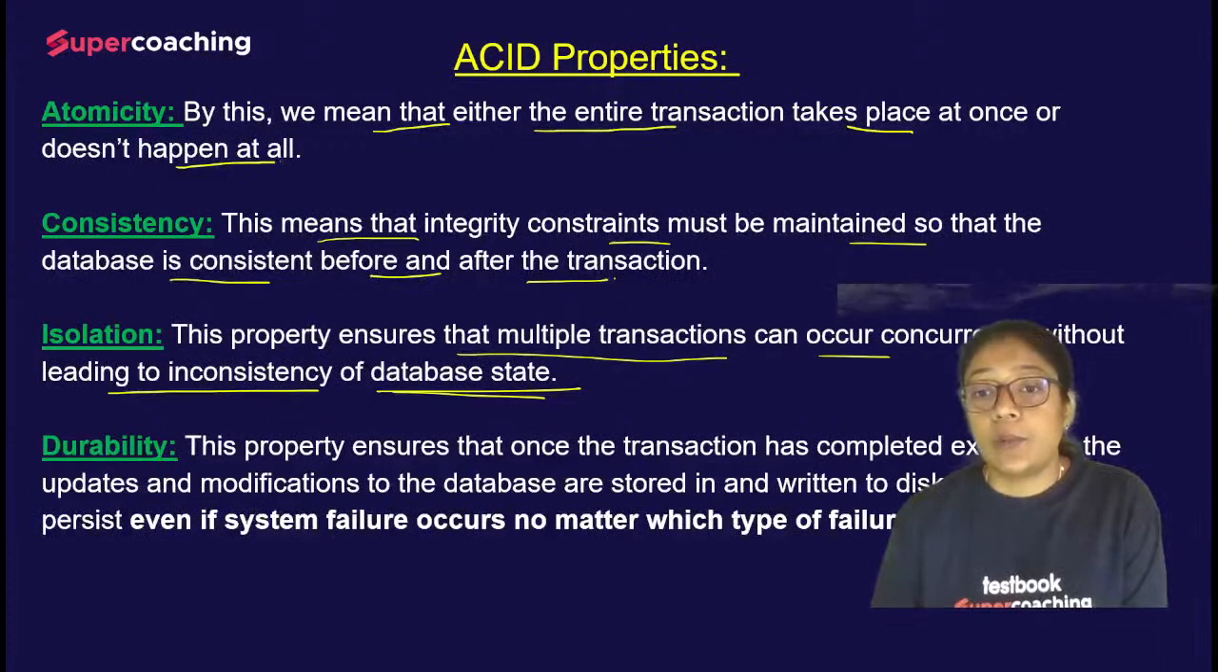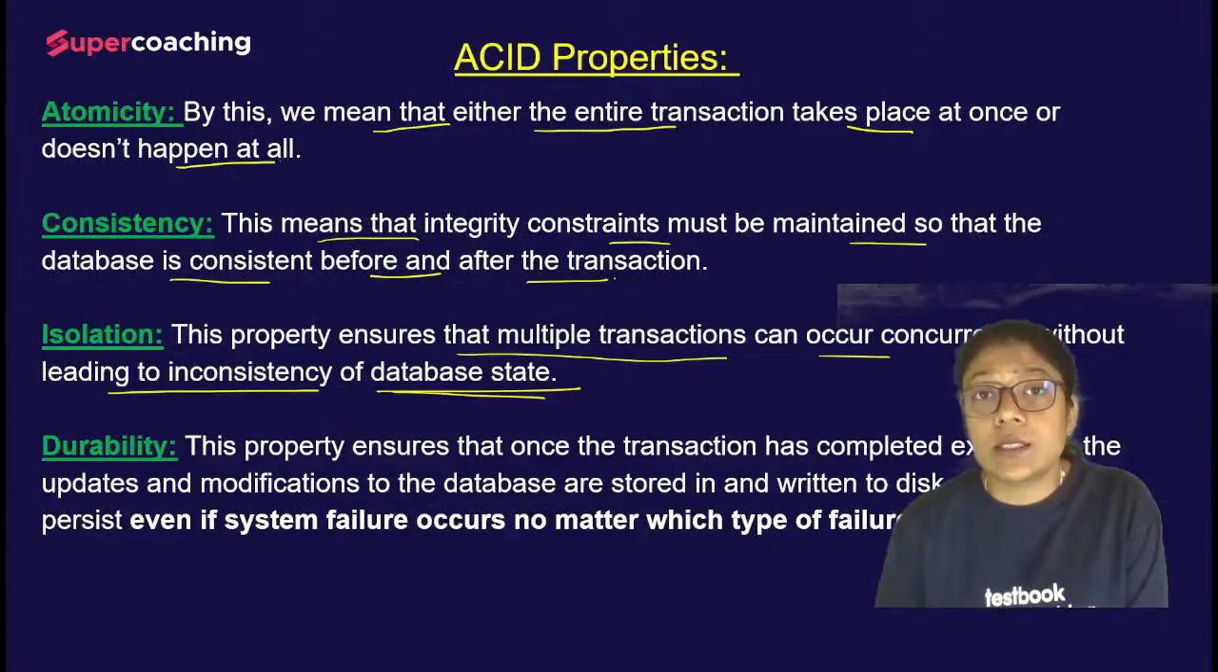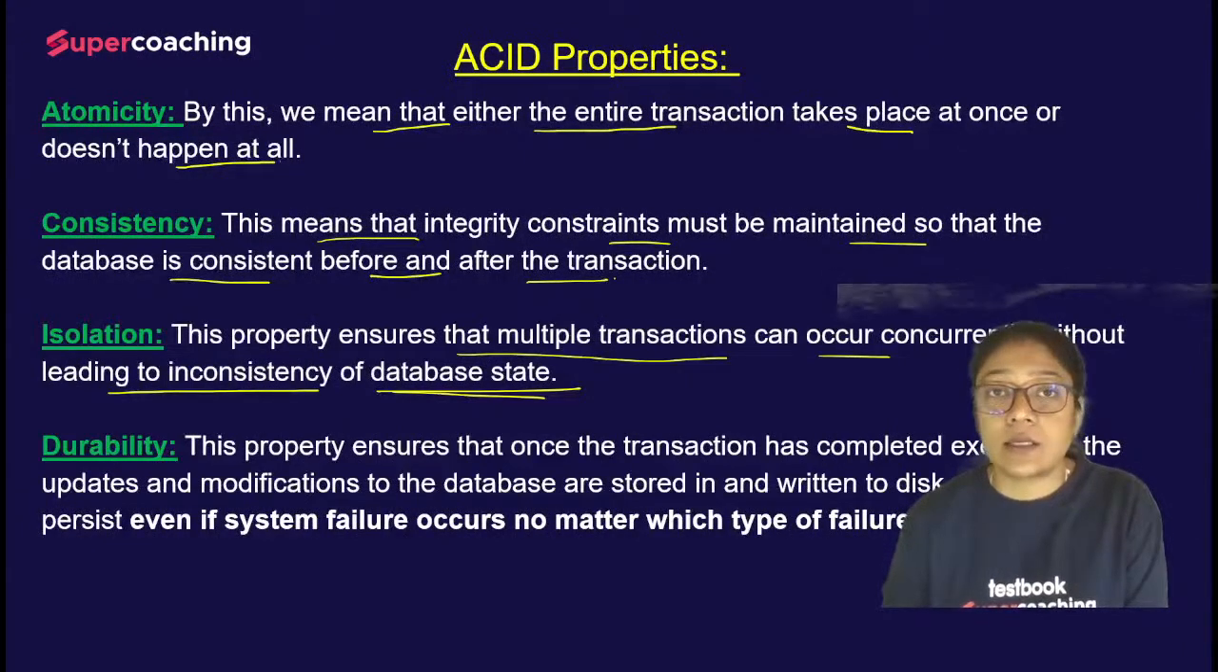Next one is durability. This is very, very important because if you are performing online transactions, it should not happen that after some time you are told that this has been removed from the database, so we do not know whether this transaction ever happened or not. This means that whenever required, the data should be recoverable under all scenarios. It doesn't matter what type of failure has occurred. There may be a system failure and the system may crash.